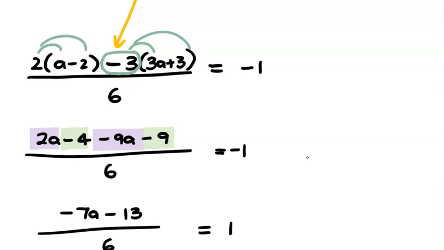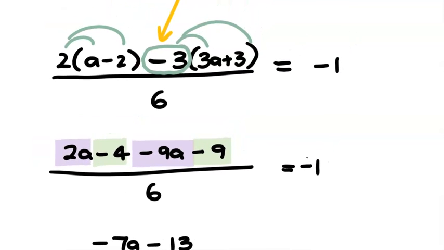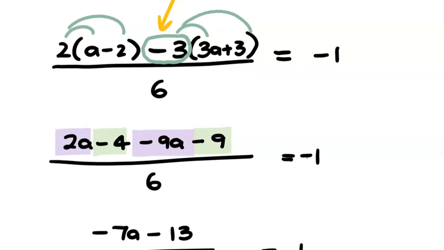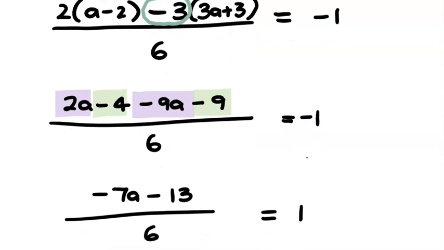Okay, so I realized I made an error when I was going through this. I said negative 1, but I didn't actually make that negative 1. So let's go through and fix what I did. Now let's deal with the fact that we have some like terms here. So we've got 2a minus 9a, which is minus 7a, and negative 4 minus 9 is going to be negative 13, and that's going to be equal to negative 1.